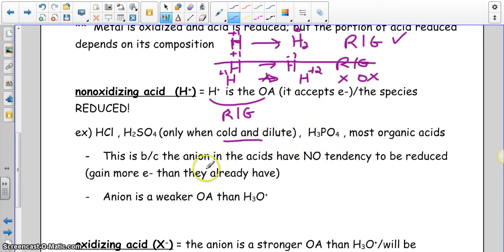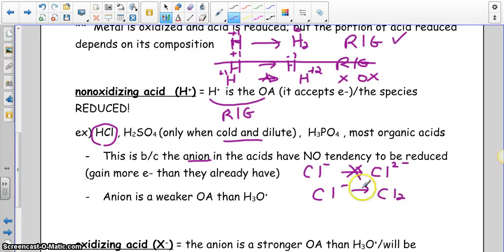It's very specific. And the reason this happens is because the anion in the acid has no tendency to be reduced. So for example, chlorine in the HCl example, chlorine is a -1. If it lost electrons, it would form Cl, and if it gained electrons, it would form Cl2-, and we know that's totally not true. So the only thing it could do is to go to the 0 state. So from a -1 to 0 would mean oxidation.